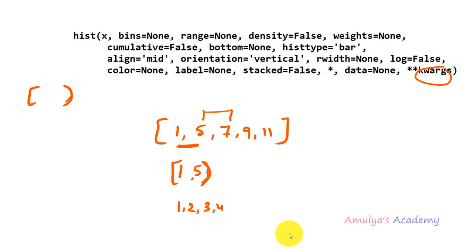Next, between 5 and 7, 5 and 6 are included, 7 is not included. Between 7 and 9, 7 is included, 8 is included, 9 is not included. At last we have 9, 10 and 11. We'll get 4 intervals. It can be of equal space or it can be of different space, it can be unequally spaced. So when we take bins as a sequence, it will define the edges of the bins.